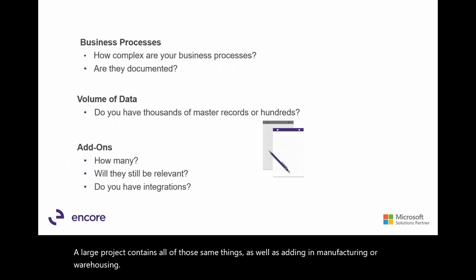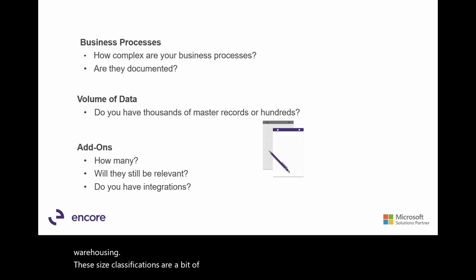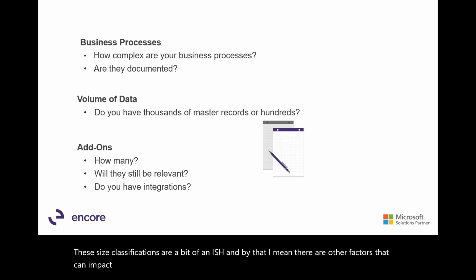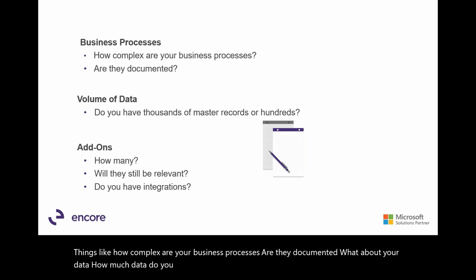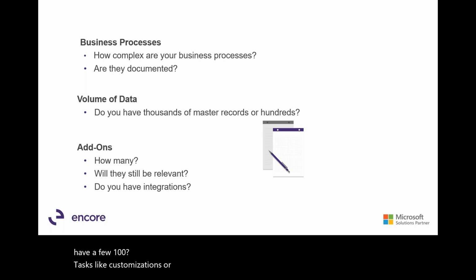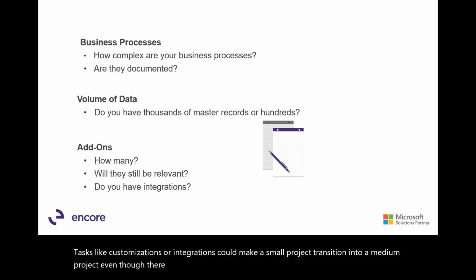These size classifications are a bit of an ish, and by that I mean there are other factors that can impact a project that would change its classification. Things like, how complex are your business processes? Are they documented? What about your data? How much data do you have? Is it thousands of master records, or do you just have a few hundred? Tasks like customizations or integrations could make a small project transition into a medium project, even though there are not more modules being used.